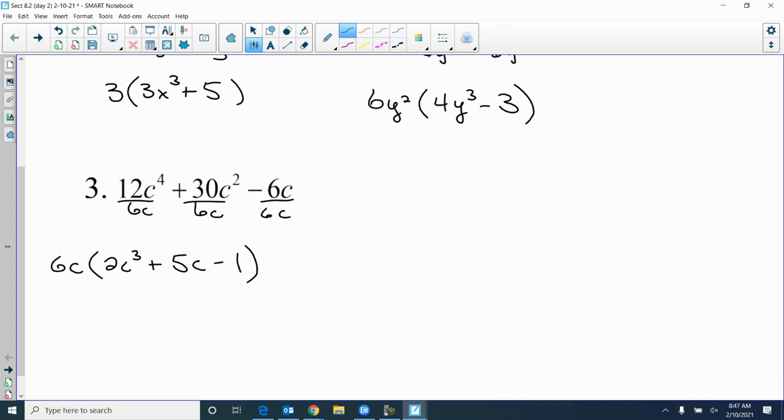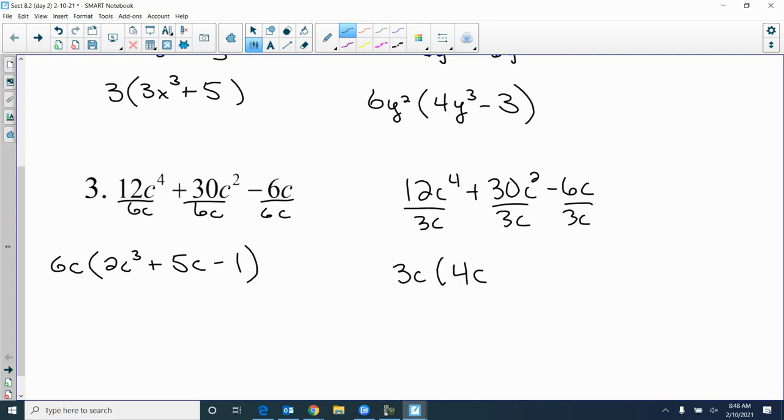Now I heard a couple people say, is it 3 or is it 6, for the GCF? What happens if you pick 3c? And why is that not 100% correct? Let me just show you. Somebody says, I'm going to use 3c as my GCF. Preston, I think you did that, didn't you? Yep. What did you get on the inside here? 2c cubed. Whoa, it's 12 divided by 3. So 4c to the third plus 10c minus 2.